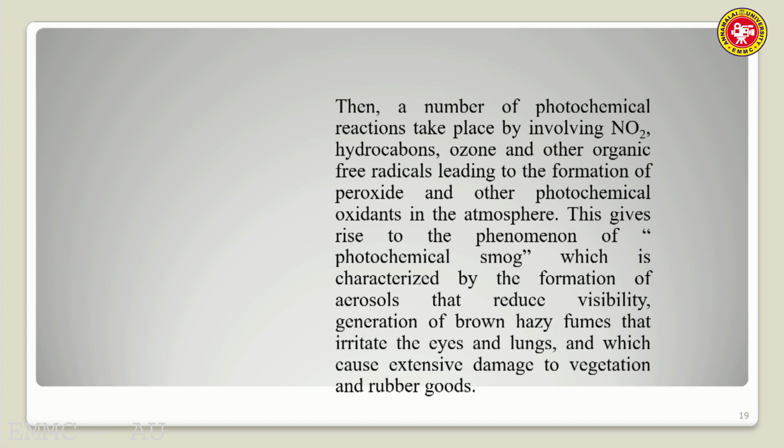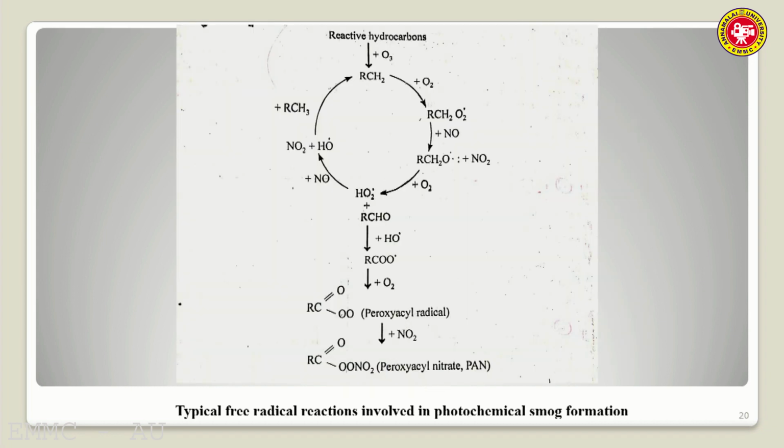This gives rise to the phenomenon of photochemical smoke, which is characterized by the formation of aerosols that reduce visibility, and the generation of brown gassy fumes that irritate the eyes and lungs, and cause extensive damage to vegetation and rubber goods. It is a cyclic process involved in the formation of peroxyacyl nitrate. Here many free radicals are involved, that is the OH radical and HO2 radical. Here all these are combined.